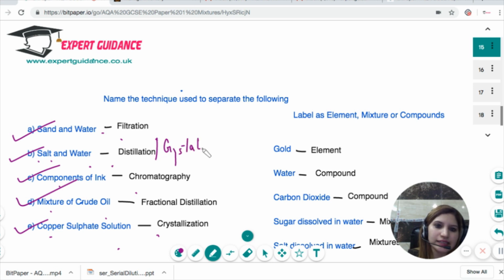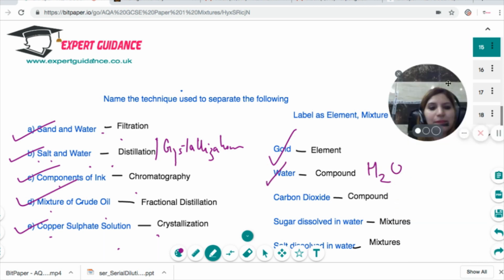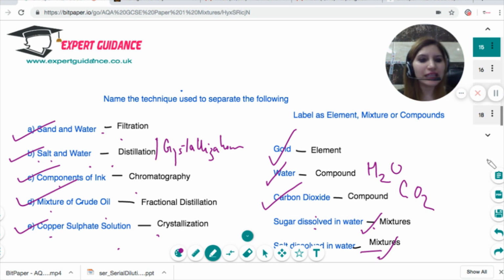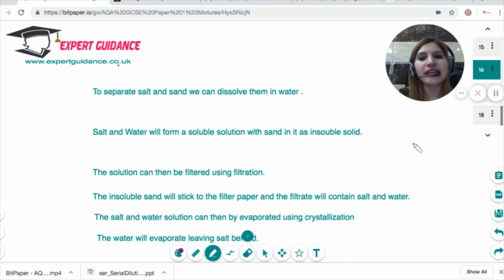Now, next is labelling as element, mixture, or compound. Gold is an element made up of only one type of atom. Water is a compound because it is hydrogen and oxygen combined in a fixed proportion. Carbon dioxide is also a compound which has 1 carbon and 2 oxygen. Sugar dissolved in water and salt dissolved in water are mixtures because these components can be separated by physical means and all the components retain their properties.